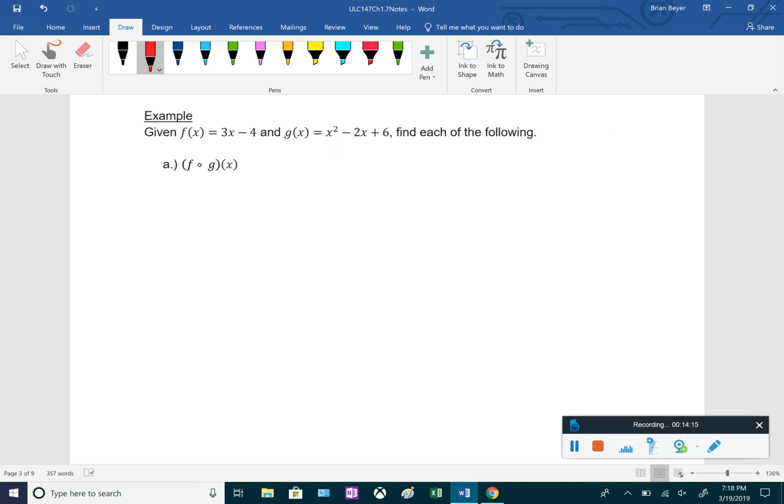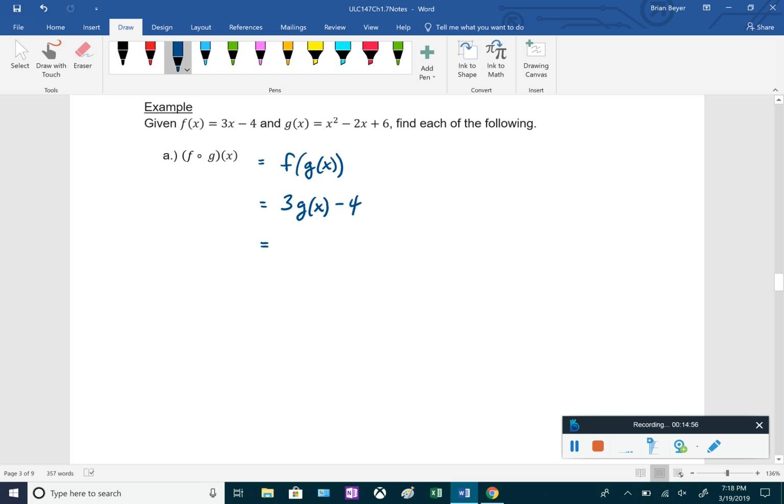So let's say we have f of x is 3x minus 4, and g of x is x squared minus 2x plus 6. So let's find f of g of x. So composite function, so it's going to be a function as an input to another function. So if you want to, you can rewrite it like this. f of x is our main function here. So we go over to f of x. Everywhere there's an x, we put a g of x. We're plugging g of x into f of x. So it's 3 times g of x minus 4 instead of 3x minus 4.